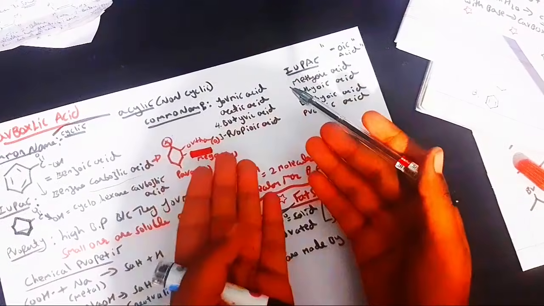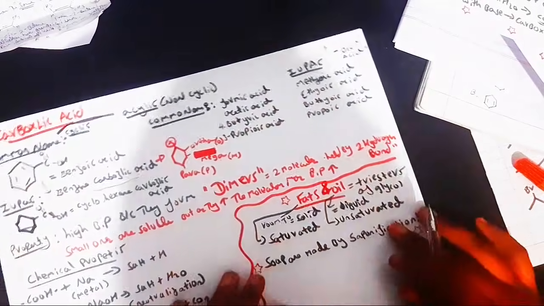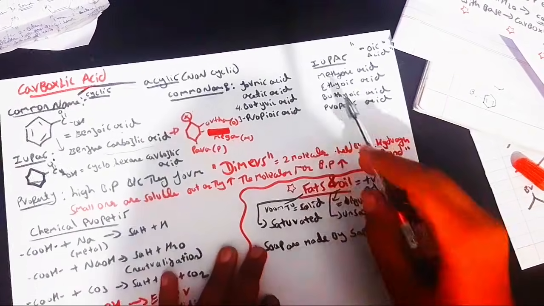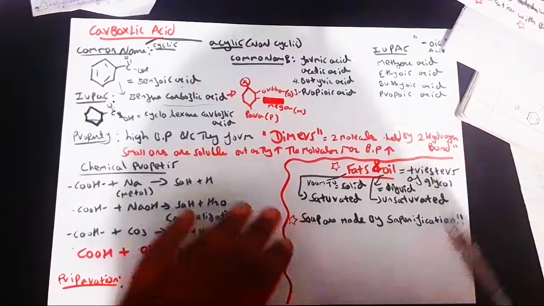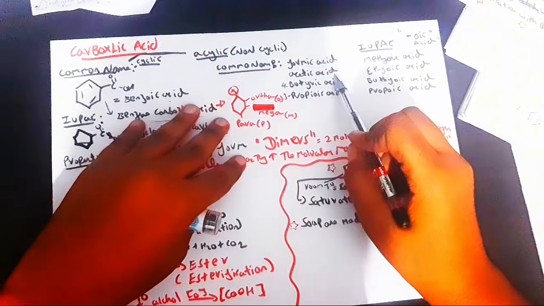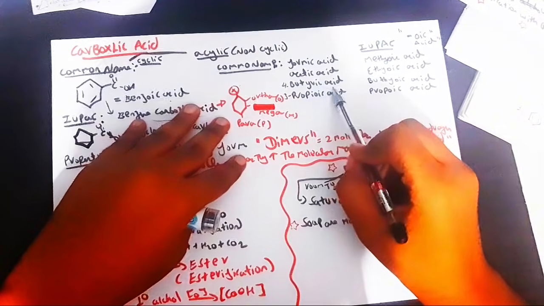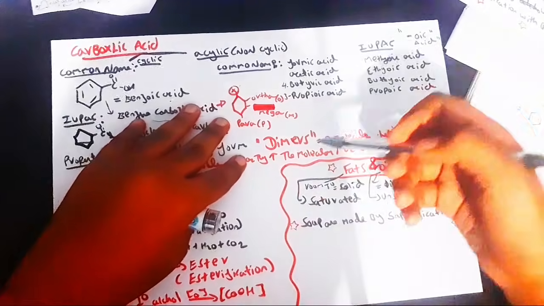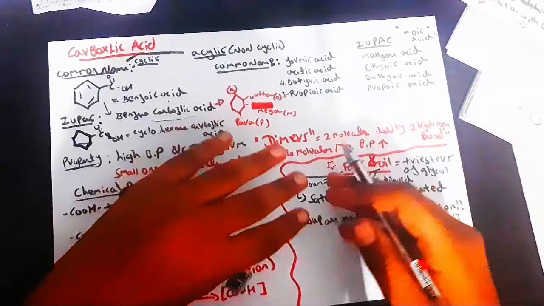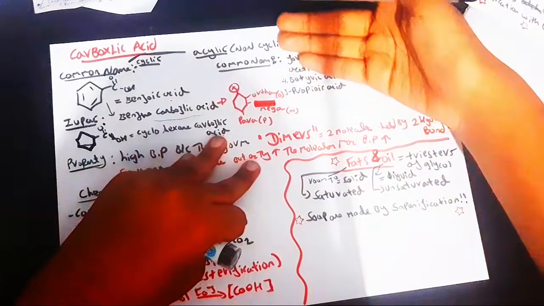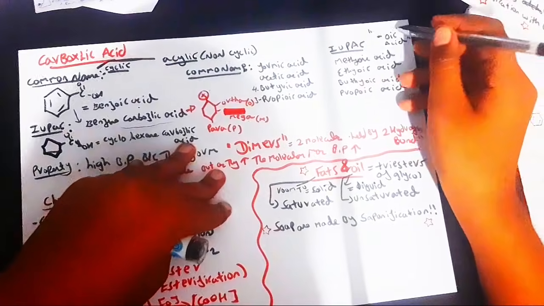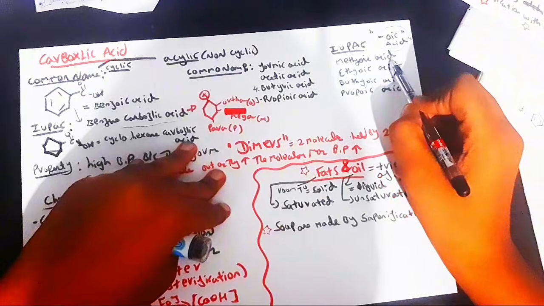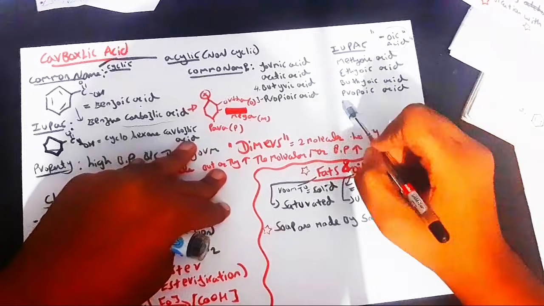And for the non-cyclic ones, which are the linear chains, the common name is formic acid, which is usually found in ants, acetic acid, which is found in vinegar, butyric acid, which is found in butter, and propionic acid, and lastly pentanoic acid, heptanoic acid, and it goes on based on this pattern. The IUPAC name is just that, use oic acid as a suffix. So it's going to be methanoic acid, ethanoic acid, butanoic acid, propanoic acid.